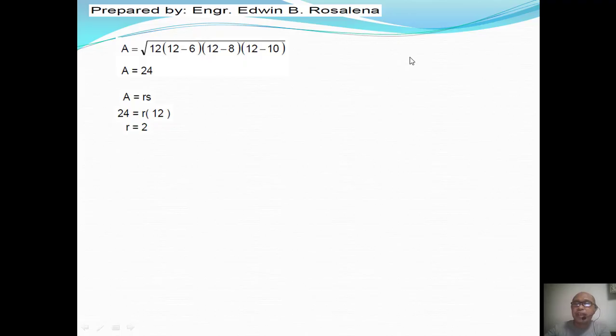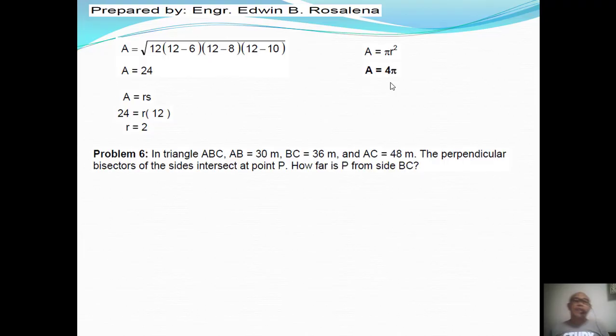So, the requirement is the area of the inscribed circle. So, pi R squared, where R is equal to 2. So, area is equal to 4 pi. So, that is a very easy question. That is just knowing the relation, the formulas to be used. Okay. We have here number 6.